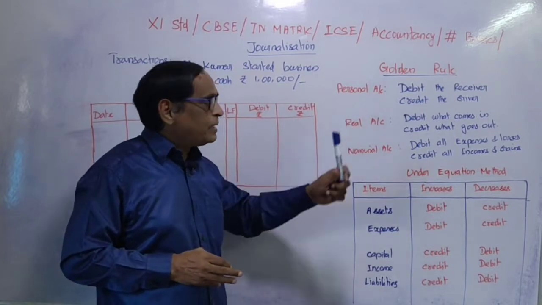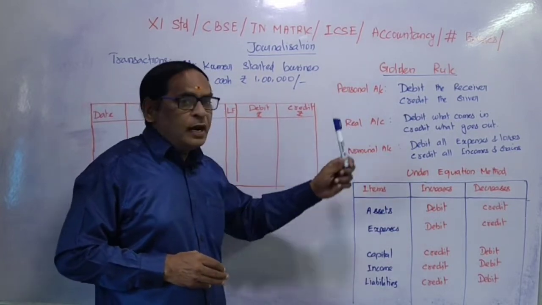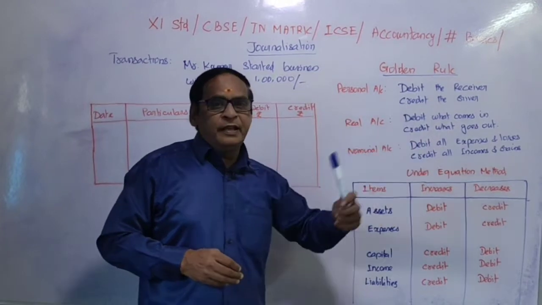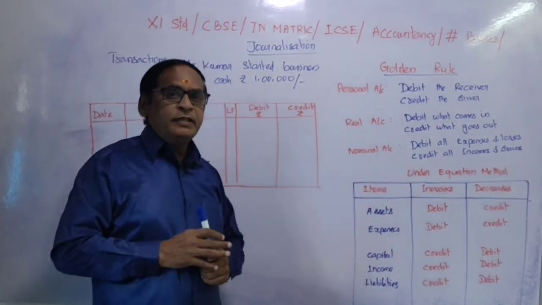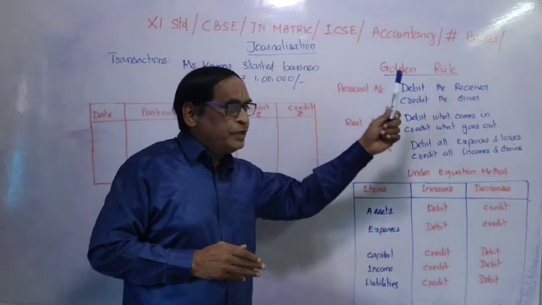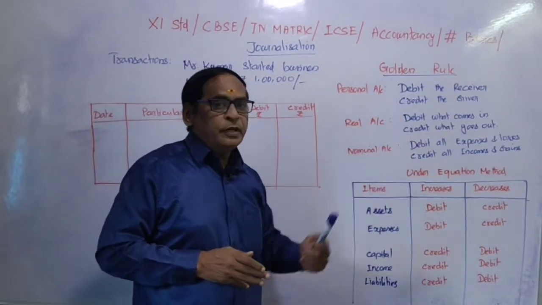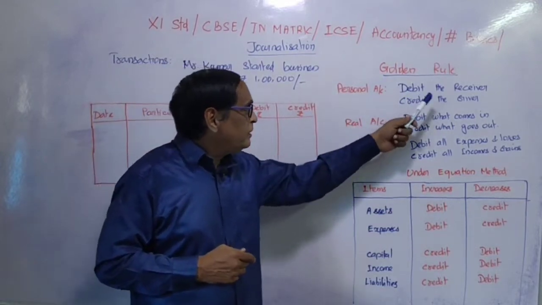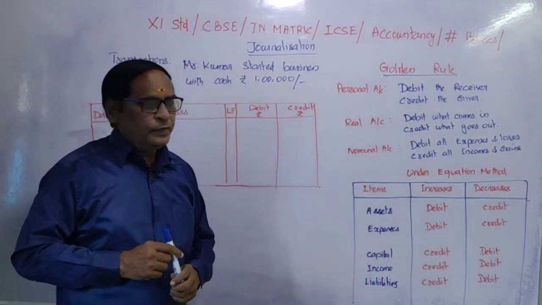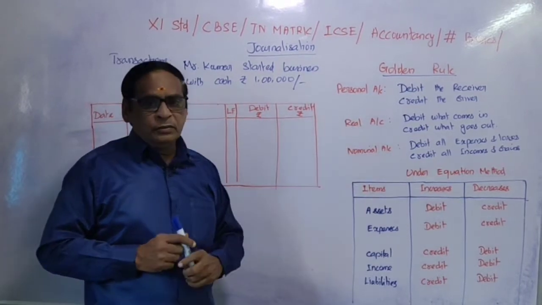The first one is personal account. Under personal account, debit the receiver, credit the giver. For example, if you pay any amount, who is the receiver? So the receiver account should be debited. But in his book, he will debit our account because we are the giver. So debit the receiver, credit the giver. That is the personal rule.